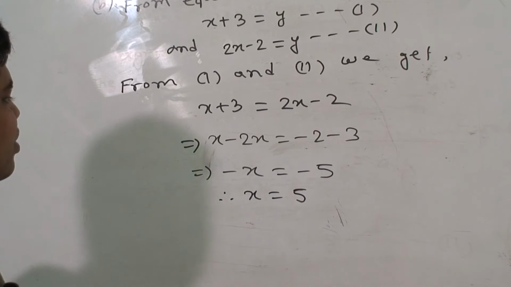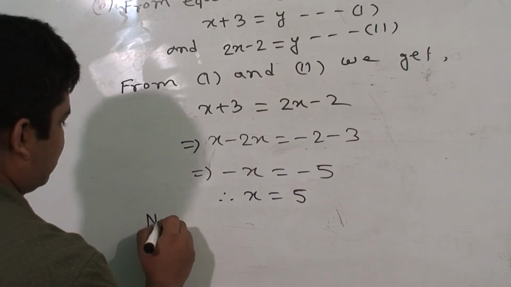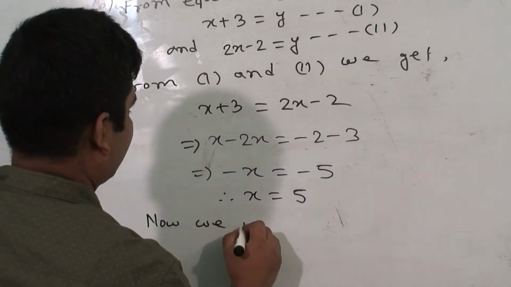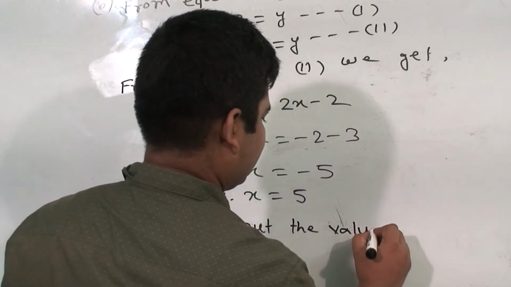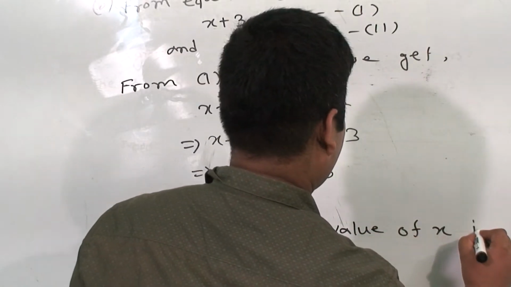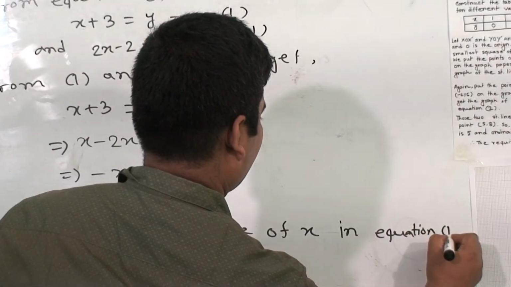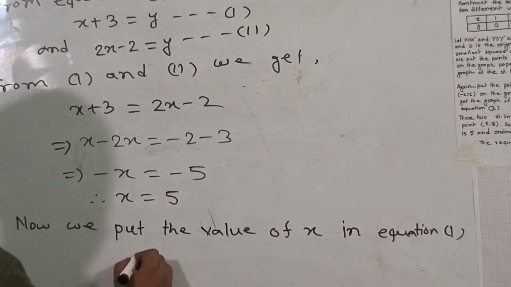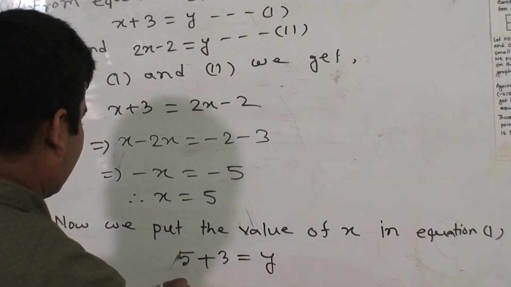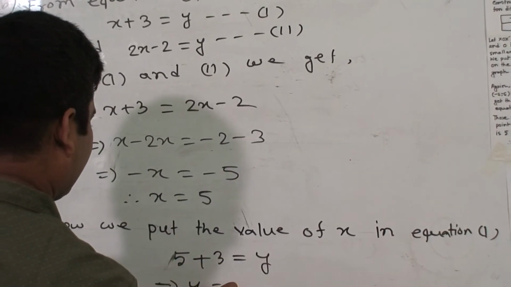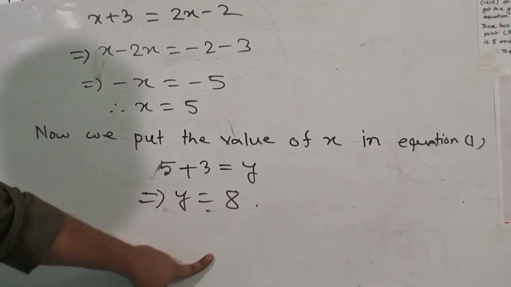After that, we put the value of x in any of these equations. Now we put the value of x in equation 1. Then we get 5 plus 3 equals y. That means y equals 8. And it is the value of y. I hope you have understood.